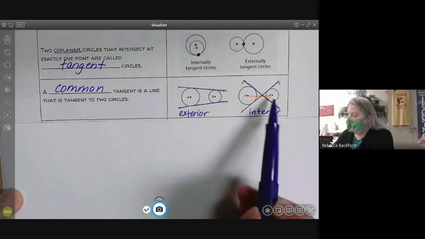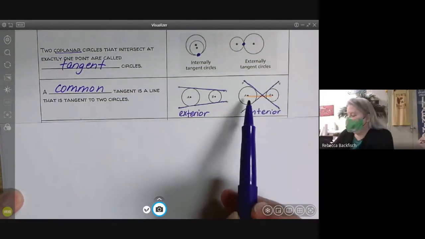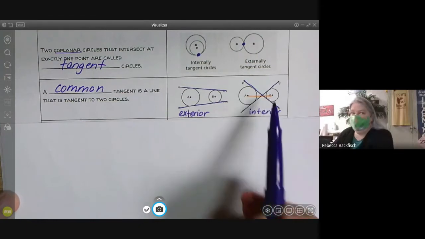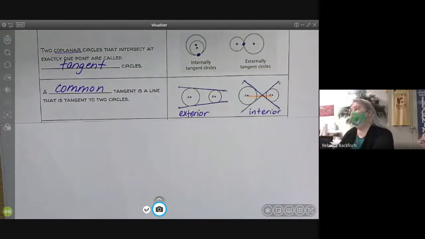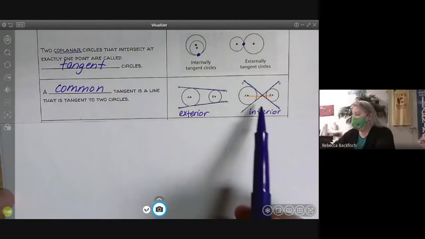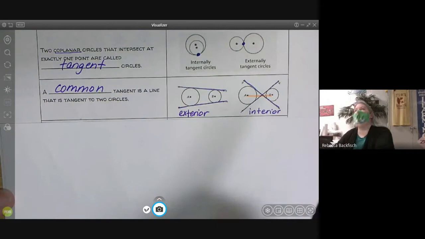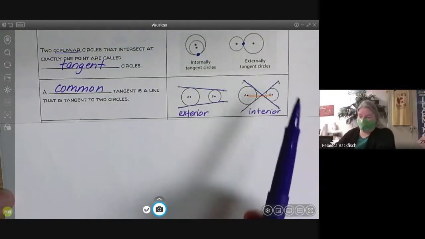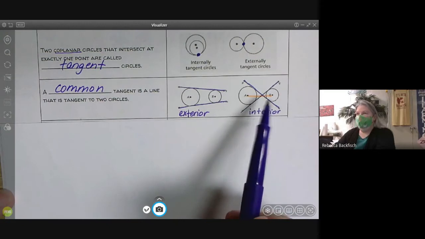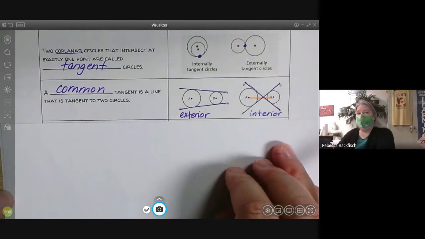This little orange segment that I drew between the center of A and the center of B, that's the test for whether they are internally tangent or externally tangent, or interior tangents versus exterior tangents. An internal or interior common tangent, or, my wording is off, sorry.